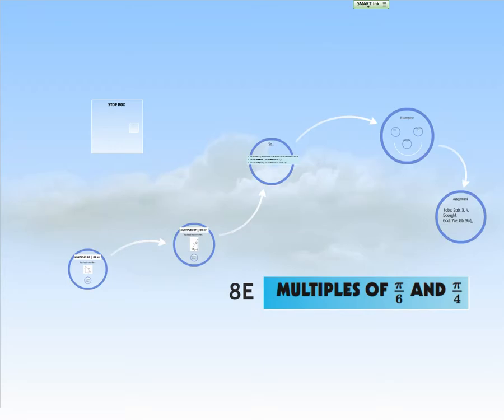Okay, so let's take a look at our unit circles before we even get started here. Locate pi over 6. How many degrees is pi over 6? 30 degrees. Okay. And how many degrees is pi over 4?